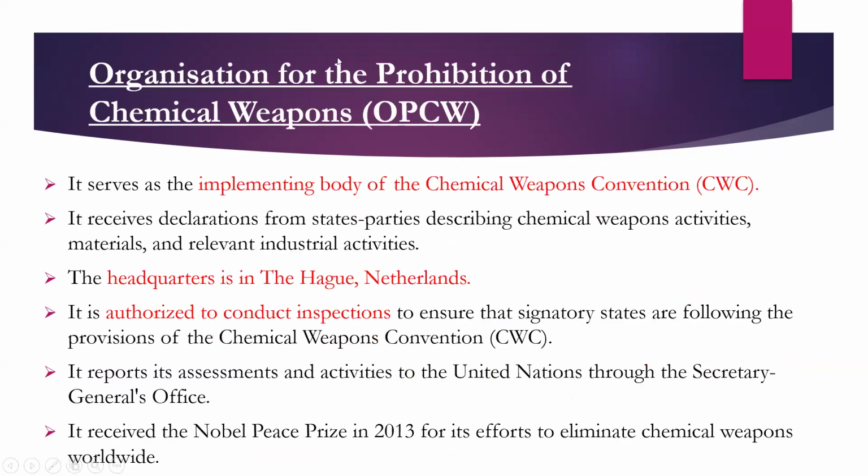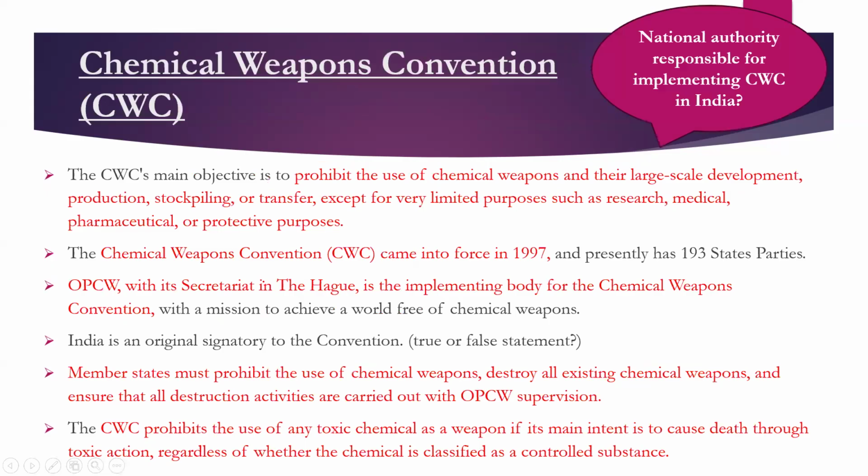Now, coming to the organizations, the Organization for the Prohibition of Chemical Weapons is the implementing body of the CWC, the Chemical Weapons Convention. Its headquarters is in The Hague, Netherlands, and it is authorized to conduct inspections. Fine. Now, what is more important is the Chemical Weapons Convention. It prohibits the use of chemical weapons in its entirety, especially if we are talking about taking human lives. So the CWC is responsible for this.